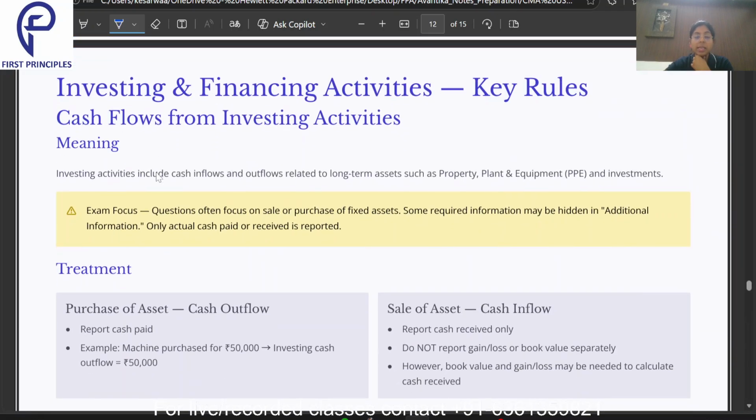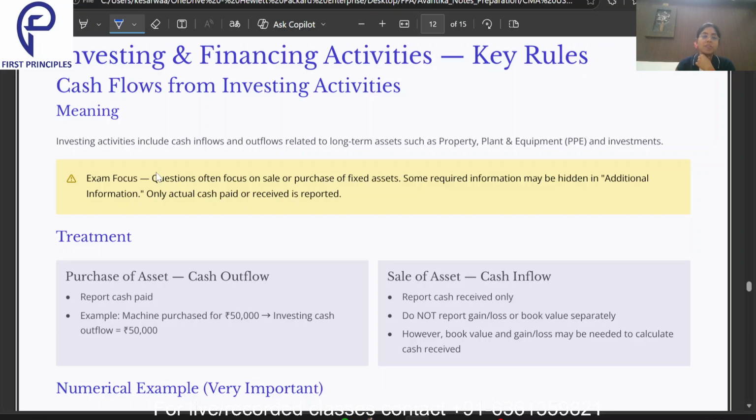Okay. Investing and financing activities key rules. Cash flow from investing activities includes cash outflows and inflows related to long-term assets, such as PP&E and investments. Questions often focus on the sale or purchase of fixed assets. Some required information may be hidden in additional information. Only actual cash paid or received is reported.